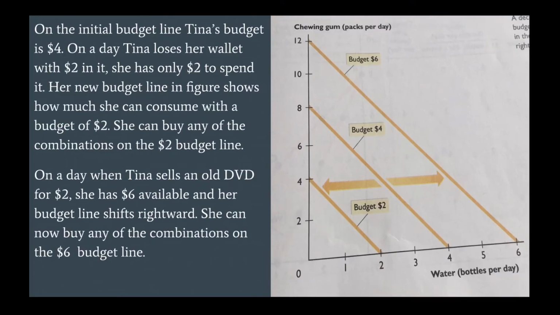On the initial budget line, Tina's budget is $4. On a day Tina loses her wallet with $2 in it, she has only $2 to spend. Her new budget line in the figure shows how much she can consume with a budget of $2. She can buy any of the combinations on the $2 budget line. On a day when Tina sells an old DVD for $2, she has $6 available and her budget line shifts rightward. She can now buy any of the combinations on the $6 budget line.